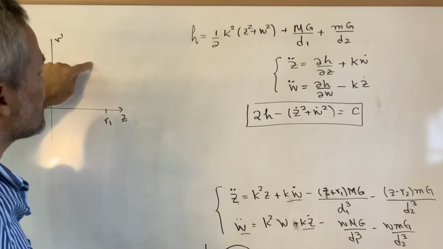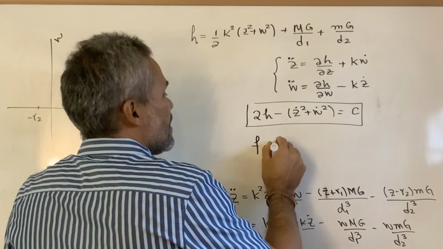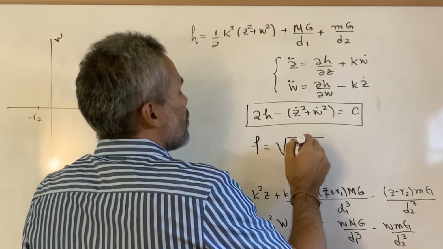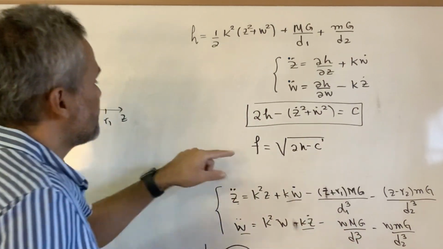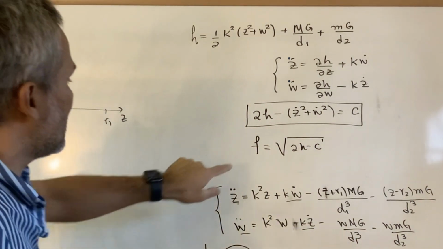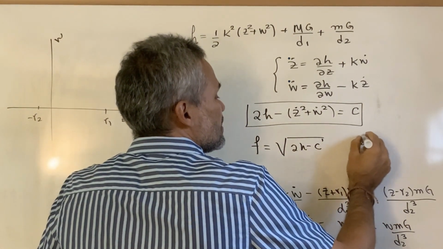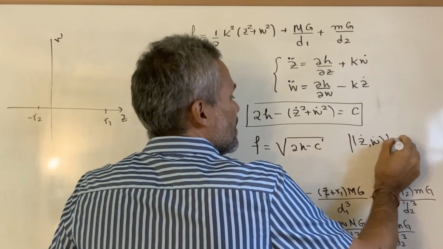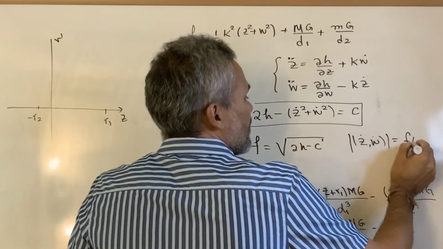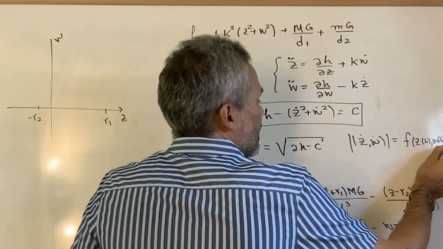Also, if we have a solution like this, if we define our function f to be the square root of 2h minus c, then we know that for any solution, the norm of the vector c prime, w prime is going to be f of c of t, w of t. We have this property.